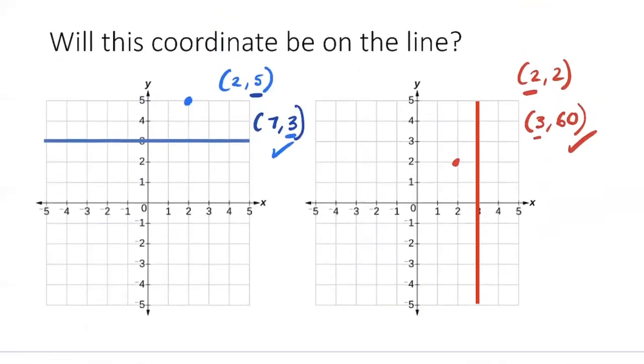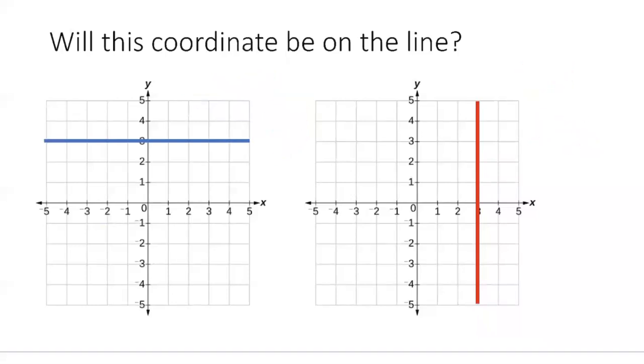And also for these lines, we can start to name it. I'm sure that lots of you already know how to do this, but we can just name them now. So this line is the line y equals 3, which I'm sure you knew. And this line is the line x equals 3.